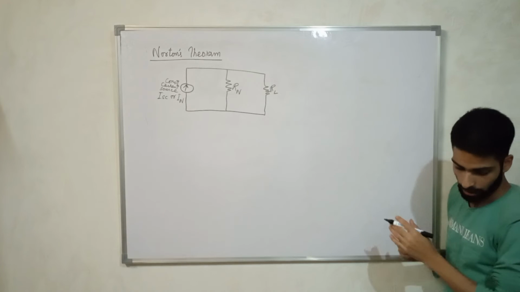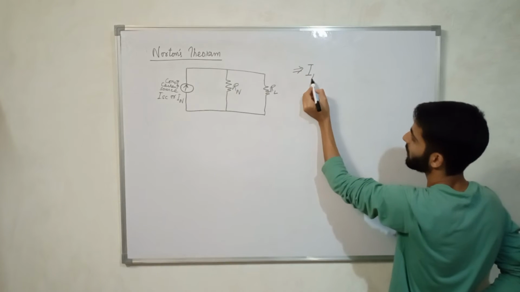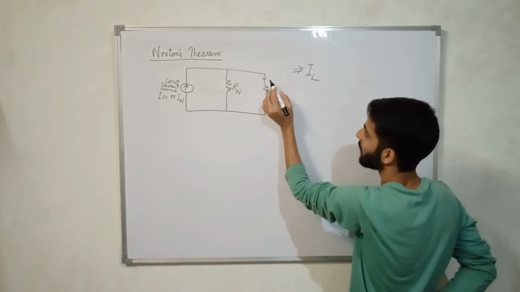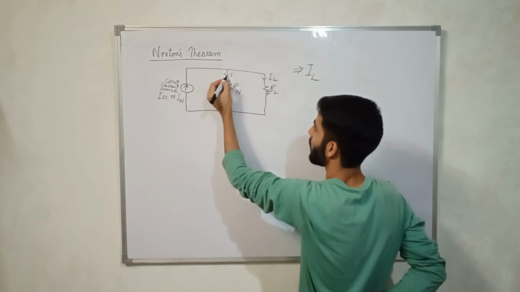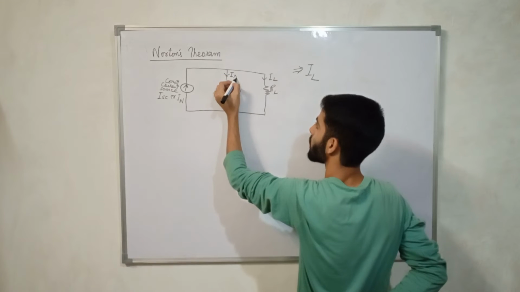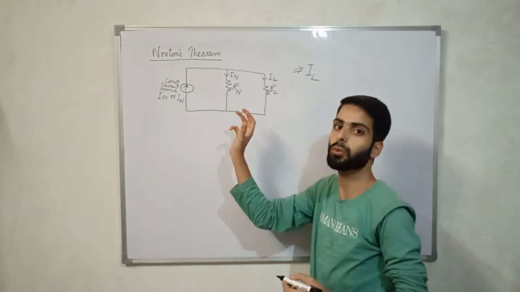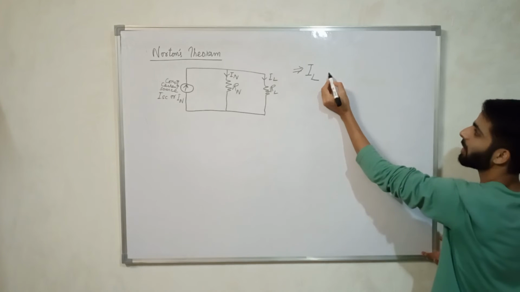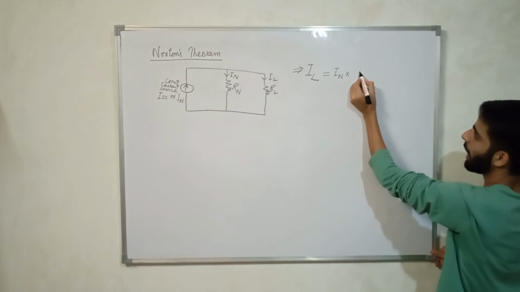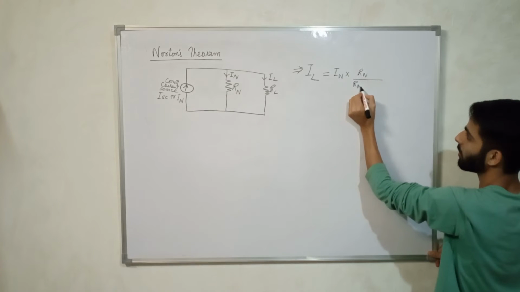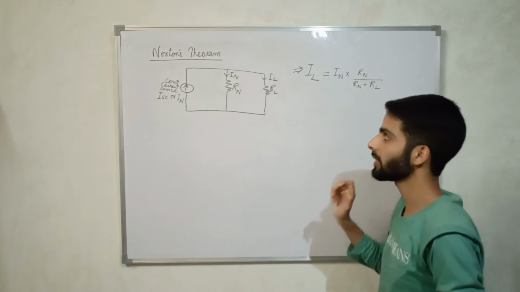So what will be the current through the load resistance? Here a current IL will flow through the load resistance, and a current IN, Norton current, will flow through this Norton resistance. Those are the two different things, Norton resistance and load resistance. So IL will be equal to IN into Rn upon Rn plus RL. This will be the formula to find IL.